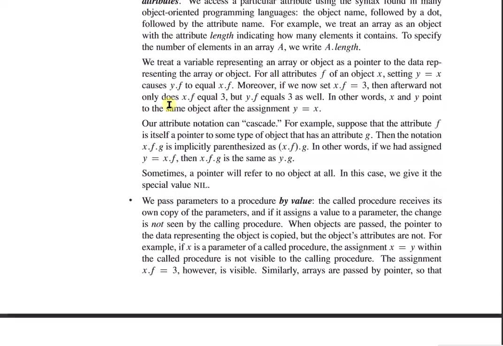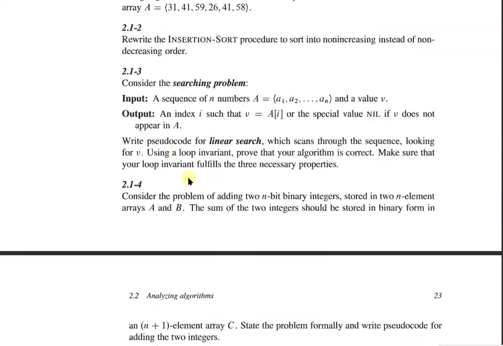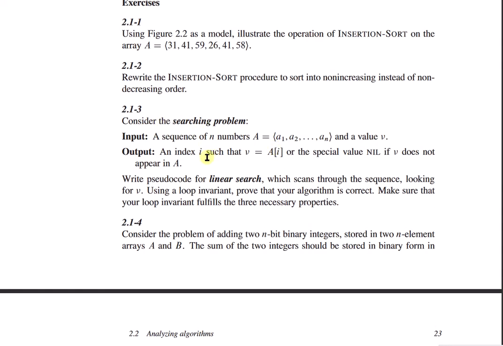That is one thing. And the third exercise: consider the searching problem. Given a sequence of numbers and a value v, find an index i such that v equals A[i], or the special value nil if v does not appear. We write pseudocode for linear search, which scans through the sequence looking for v, using a loop invariant. Prove that your algorithm is correct. Make sure that your loop invariant holds. Okay, we need to write an algorithm for a sequence of numbers and a value v.